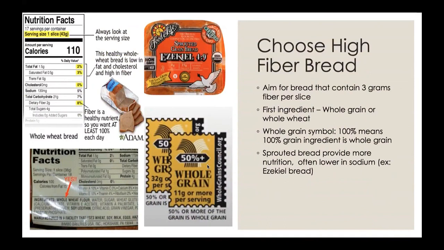You can also look for the whole grain symbol on the package, which indicates that 100% of the grain ingredient is whole grain. You can also look for bread that contains added fiber such as psyllium husk or flax seeds, which can help boost the fiber content. Additionally, you can choose bread with minimal added sugar and preservatives, which can help make a healthier choice. Sprouted bread is also a good option, as it tends to be more nutritious and lower in sodium. One example is Ezekiel bread, a popular brand of sprouted bread that you may want to consider.